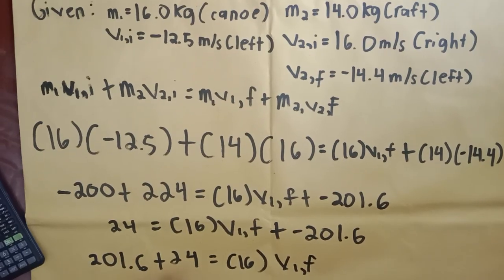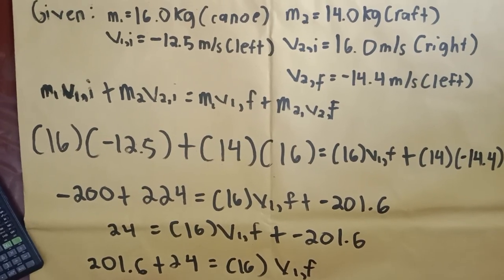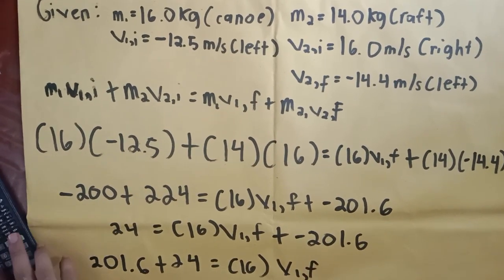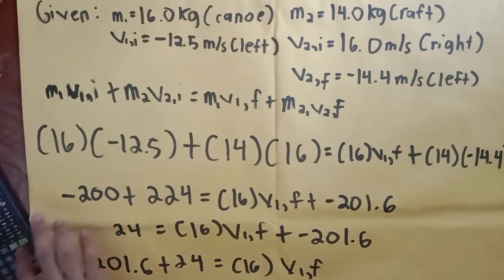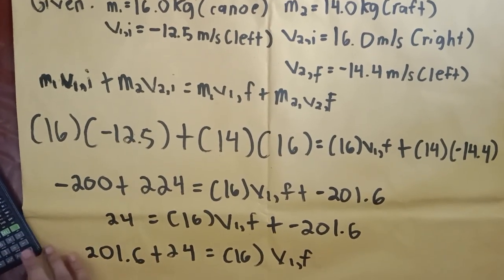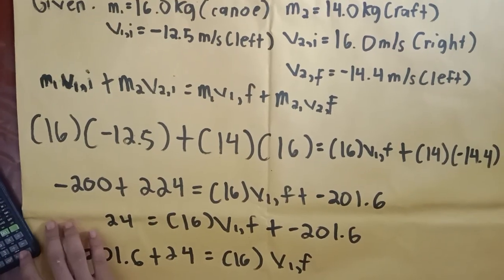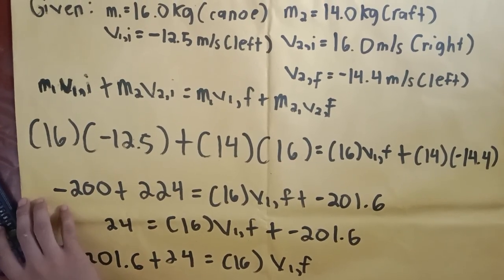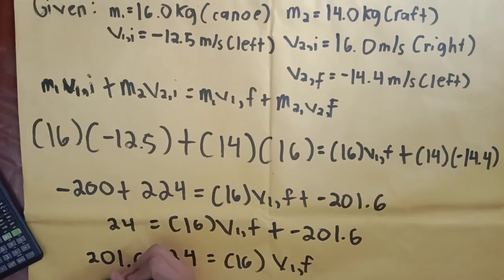So let's just add it. 201.6 plus 24 is equal to 225.6.